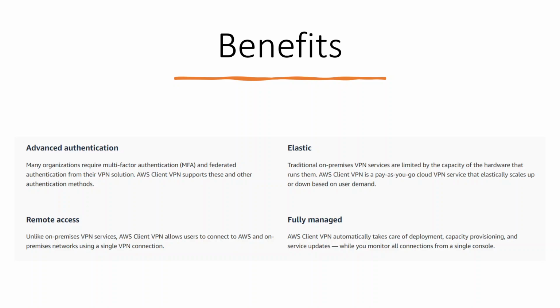Next is elastic. As we saw in the previous slide, it automatically scales up and down. You don't need to worry about anything and it's a pay-as-you-go cloud VPN service that elastically scales up or down based on the user demand. Third one is remote access. Unlike on-premise VPN services, AWS Client VPN allows users to connect to AWS and on-premises network using the single VPN connection. So using this single VPN connection, you can connect to both on-premise and AWS.